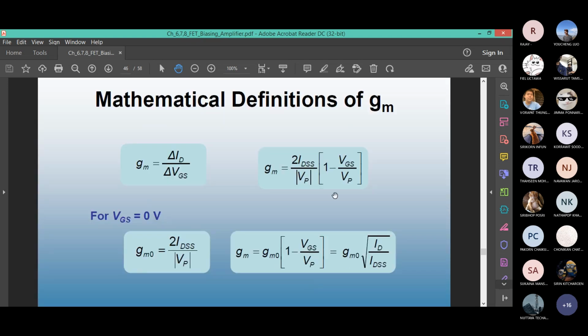There are different ways of expressing it. You can write 2 times IDSS divided by the absolute value of VP, because sometimes VP is minus, especially for N channel, and then multiply by this term. The term outside, 2 IDSS over VP, is called GM0. It is transconductance at 0 volts VGS. GM equals GM0 times this. You can also find it in terms of the current and the saturation current.